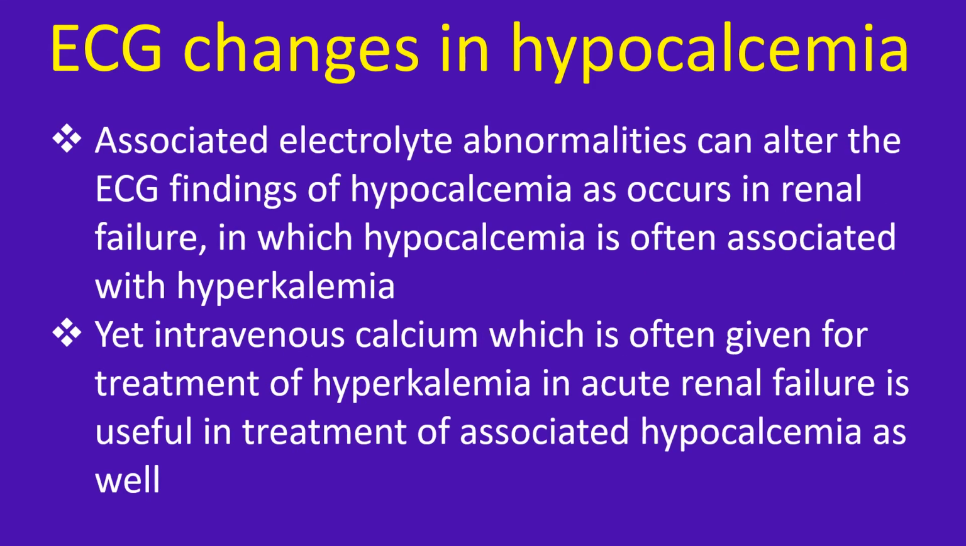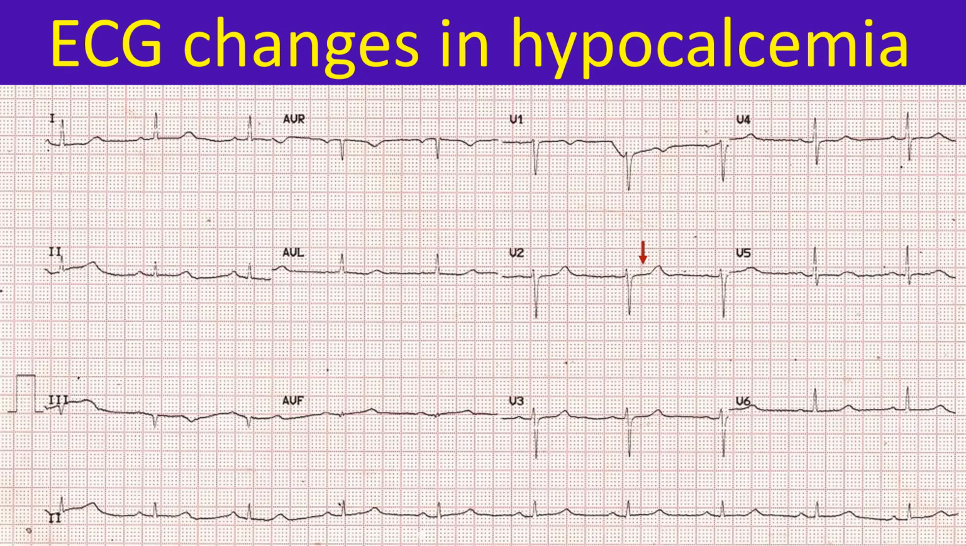activity. Associated electrolyte abnormalities can alter the ECG findings of hypocalcemia, as occurs in renal failure, in which hypocalcemia is often associated with hyperkalemia. Yet, intravenous calcium, which is often given for treatment of hyperkalemia in acute renal failure, is useful in the treatment of associated hypocalcemia as well. ECG showing ST prolongation in hypocalcemia.